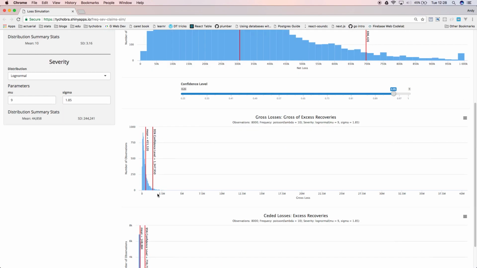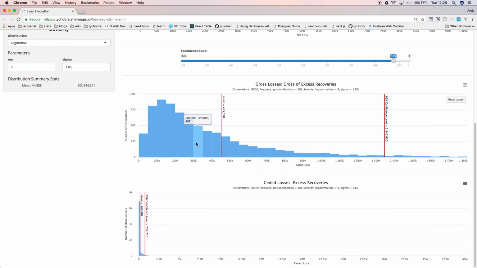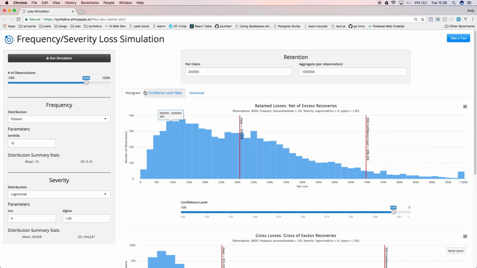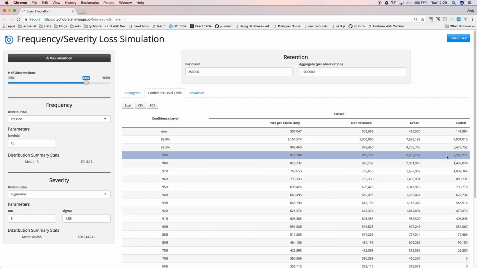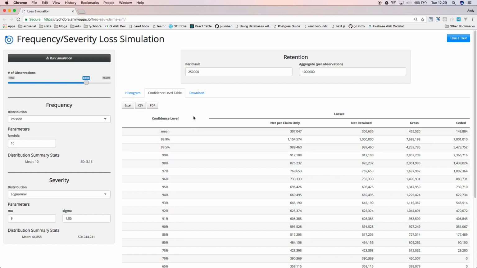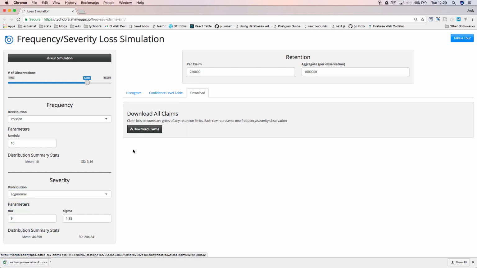Similar plots showing the gross and ceded losses are provided below. We can click in the upper right corner of the plots to download them. In addition to the histograms, we can view a table of the confidence levels here. This table indicates that at the 99% confidence level, we are ceding over $2.3 million in losses to the reinsurer. And to conduct our own analysis on the individual claim data, we can download all the claims on this tab over here.